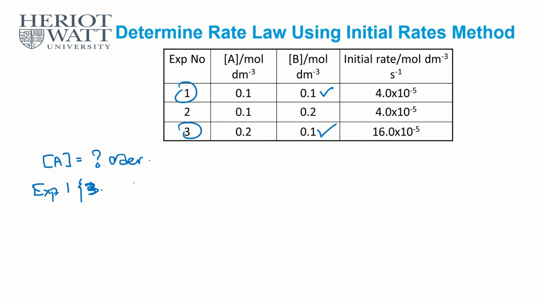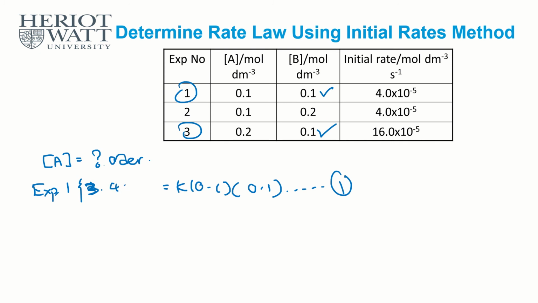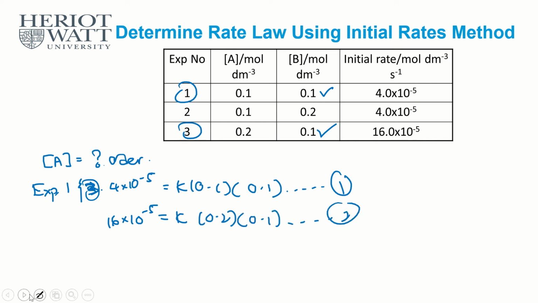So let's write out the equations. For experiment 1, rate equals k, concentration of A, which is 0.1, concentration of B, which is 0.1 as well. This is equation number 1. We're solving simultaneous equations. So the rate of reaction here, we can put in the value, which is 4 times 10 to the power negative 5. So first equation done. The second equation refers to the third experiment, where we have 16 times 10 to the power negative 5 equals k, 0.2, 0.1. This is equation number 2. All right, we're solving it.